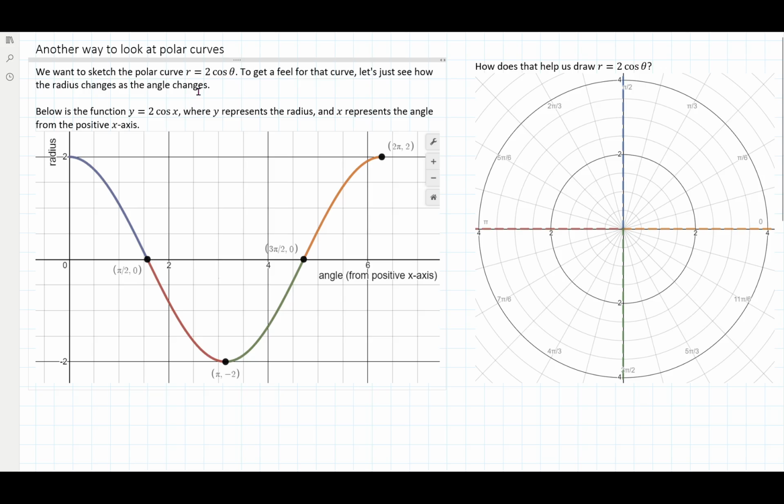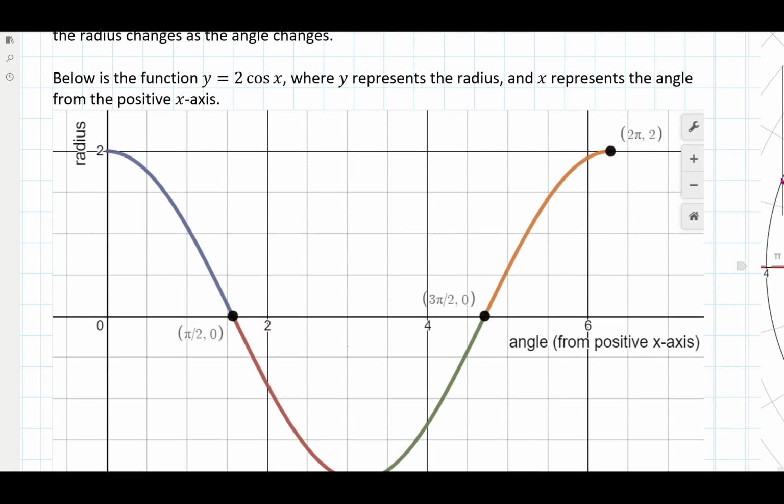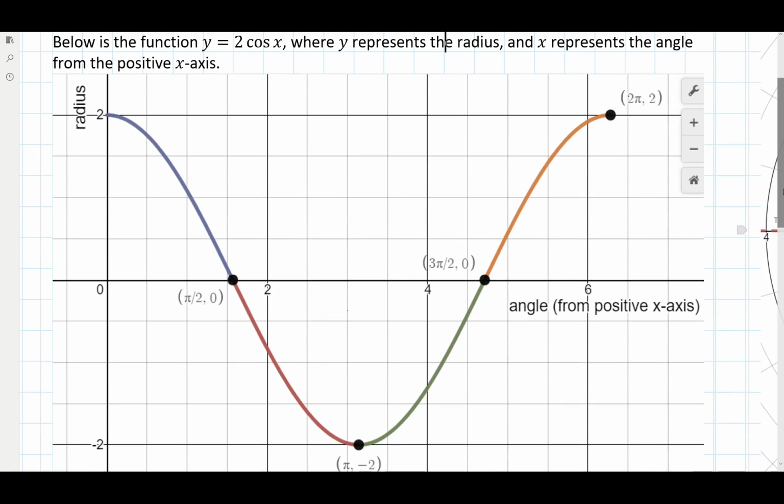But I want to first just see how r and theta relate to each other. So I'm graphing pretty much the exact same function. I'm just representing the radius r with y and the angle from the positive x-axis with x. Just let that sink in for a second here. So right now, we are ignoring the polarness of this graph. We're just focusing on this right here. Let's zoom in here. Okay. So here's the graph, y equals 2 cosine x. It's the same old cosine graph, just vertically stretched to be twice as tall.